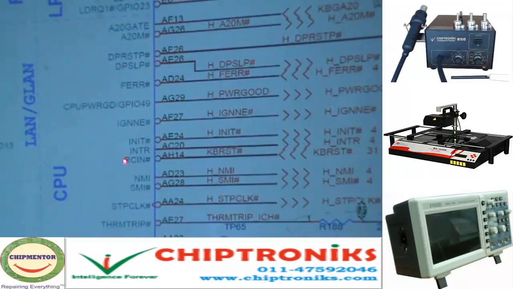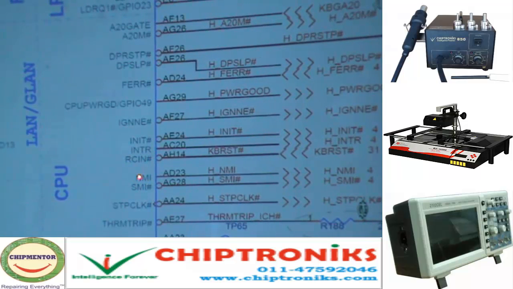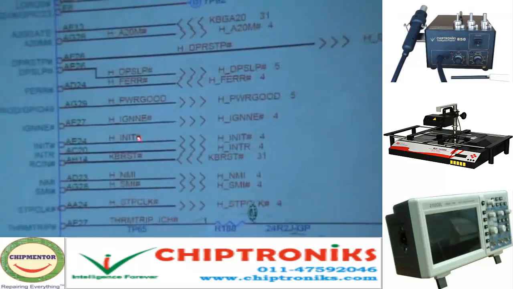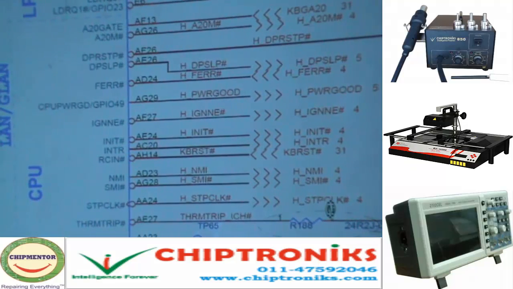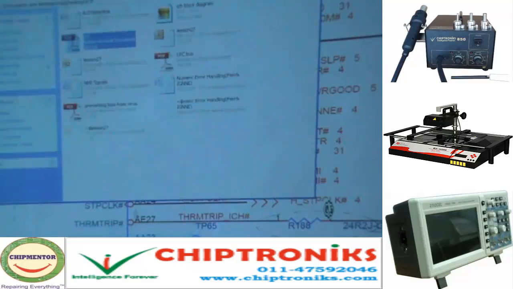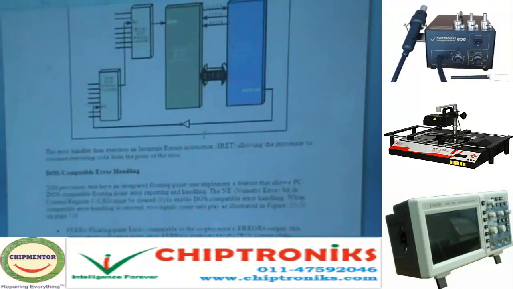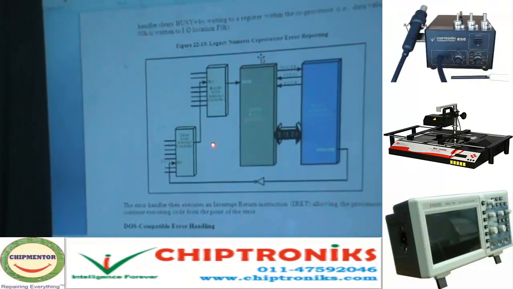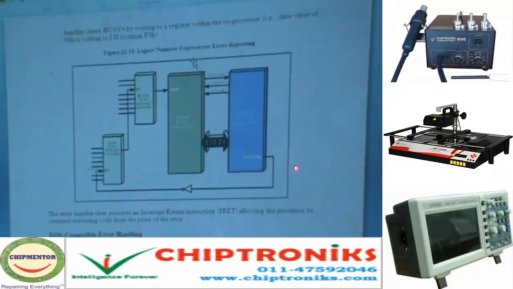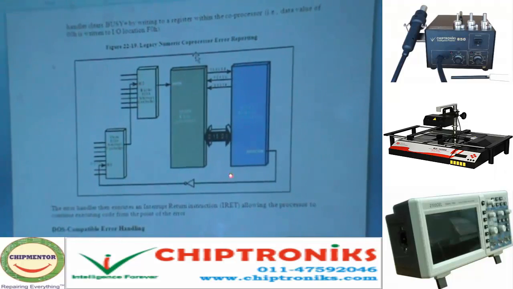We will see the utility of these signals, FERR and IGNNE. These are very important signals. Similarly, NMI and SMI. Why are these two signals required and why are they sent through the ICH? We will see. This is a bit theoretical, but I will explain it simply. FERR and IGNNE are used basically to process floating point errors.